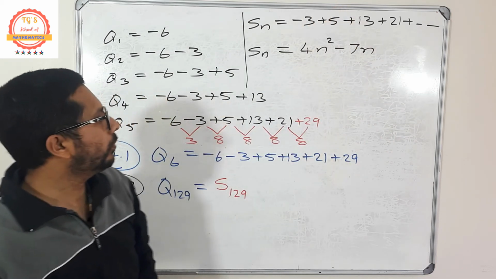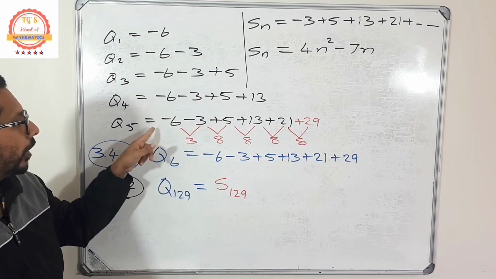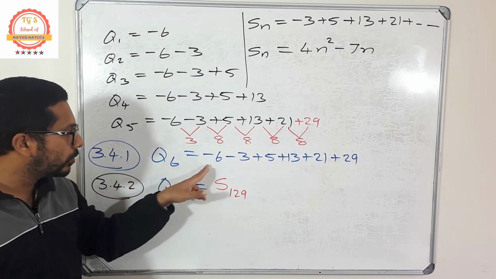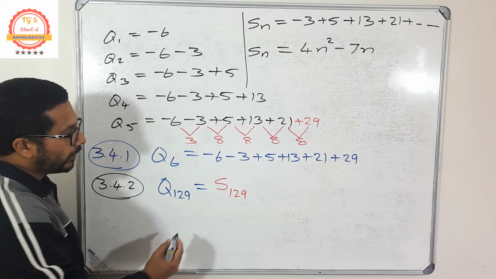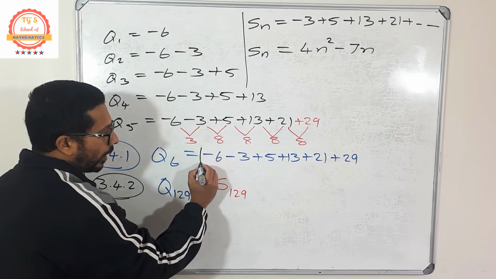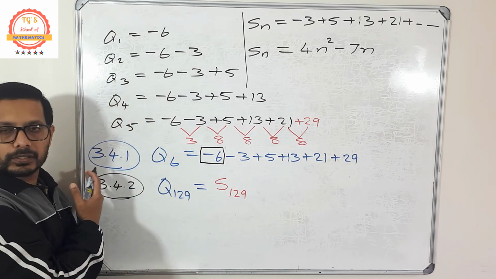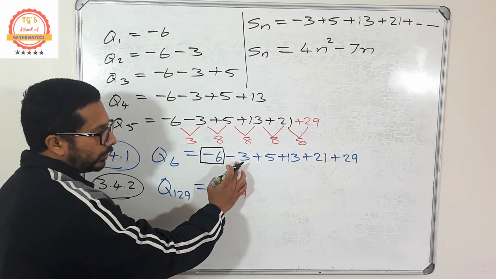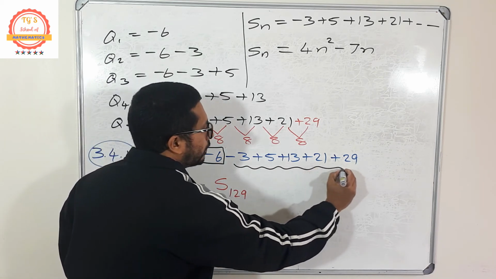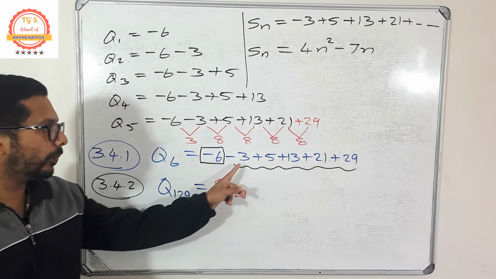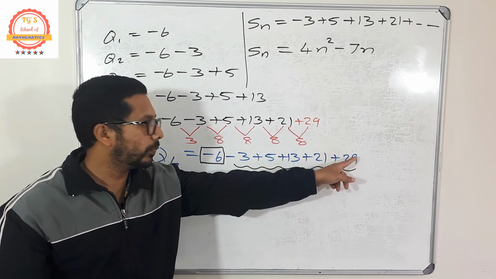Okay. Now look at our Q6. Actually, what is this Q6? Did you understand something there? Look at this one. Apart from this minus 6, leave that minus 6 on one side. Look at the remaining terms. What is this one? Minus 3 plus 5 plus 13 plus 21 plus 29 plus etc.